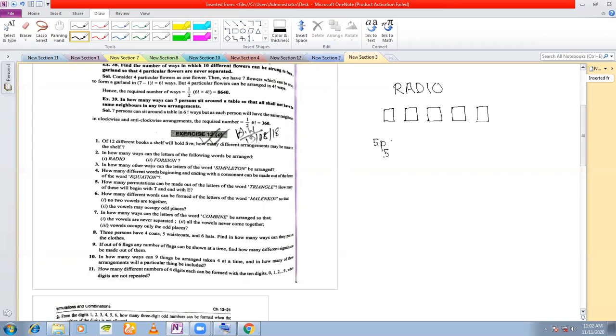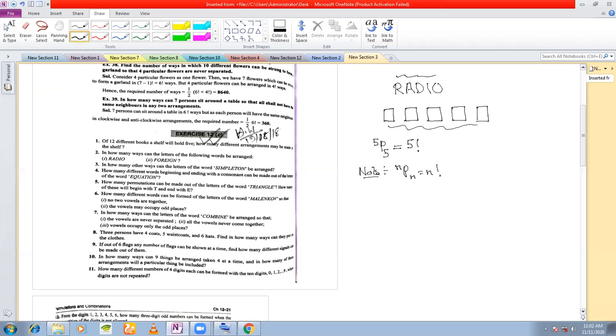Okay, 5 objects, 5 places can be arranged in 5p5 ways. And remember, 5p5 is nothing but factorial 5. I forgot to mention this also. Note that the value of npn is always factorial n. Okay, so this can be arranged in factorial 5 ways. So this was a very simple question to start with. This was unrestricted permutation when no condition was imposed.